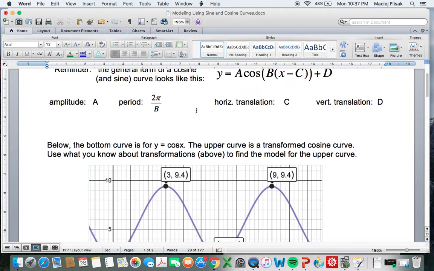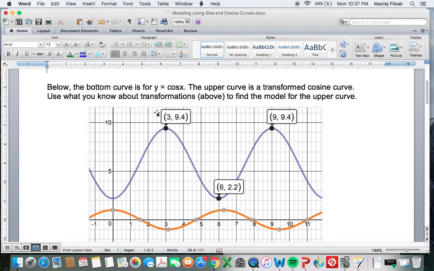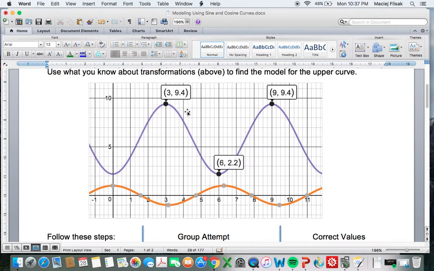Let's try it out. So the situation we have here that you tried with your group is the bottom curve is for y equals cos x. Okay, that's the regular cosine curve. The upper one is some transformed version of cosine, and you need to use everything you know to figure out what is the equation for this purple one here. All right, 3 points are given to you there. Those ones are going to help us figure everything out.